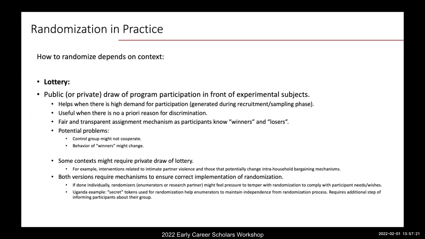It's fair and transparent because participants know who's going to be winners and losers, but the potential problem is that you might have treatment effects or treatment assignment effects on your control group, which might not be willing to cooperate, and similarly, the behavior of winners might actually change. But some other contexts might require private draws or lotteries.